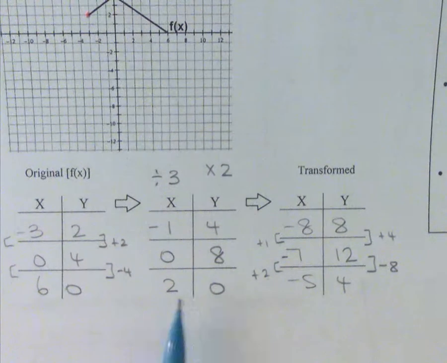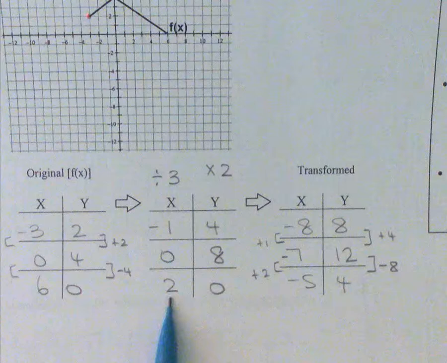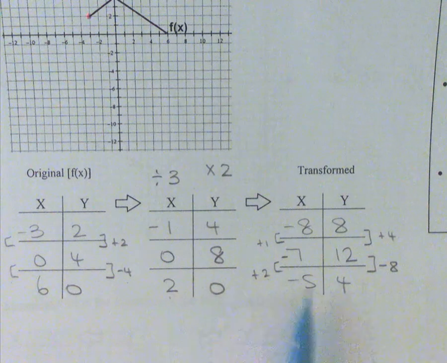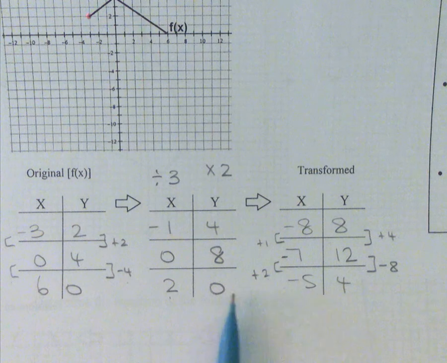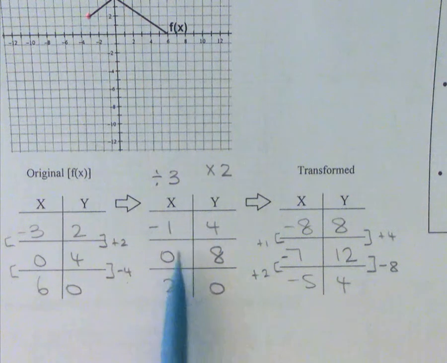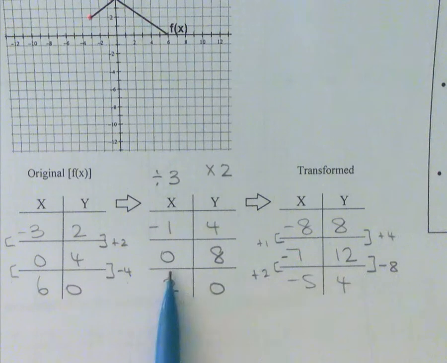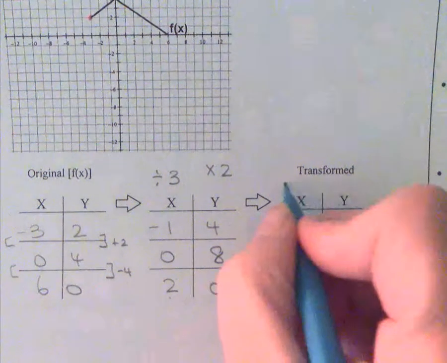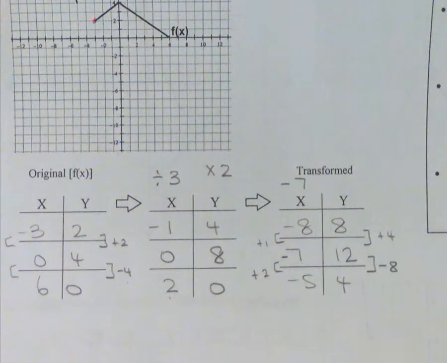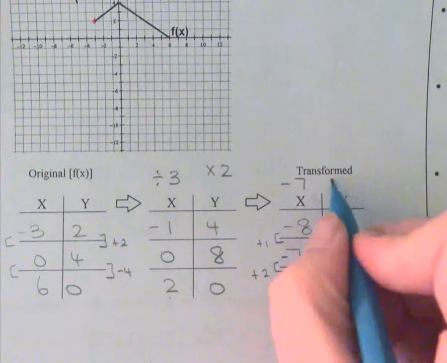Then I'm going to look, how do I get from this x column to this x column? I'm looking for what I add or subtract. So I'm looking for the horizontal translation, and then the vertical translation. Minus 1 to minus 8 is minus 7. Check. 0 to minus 7 is minus 7. And 2 to minus 5 is minus 7. So I'm going to subtract 7. Then I have 4, 8, and 0. They become 8, 12, and 4. What happened? I added 4.